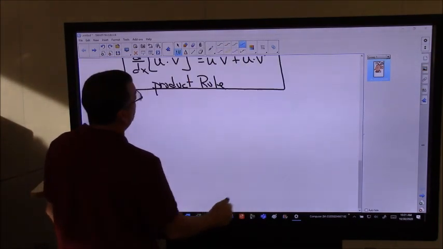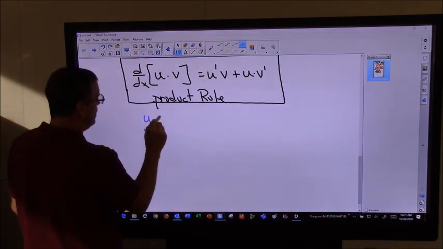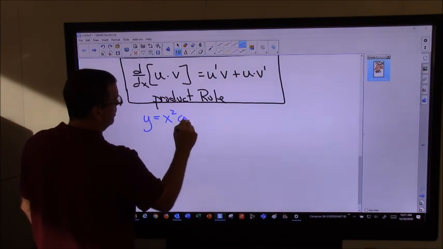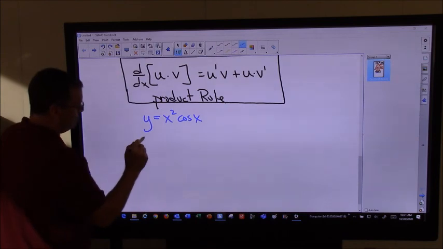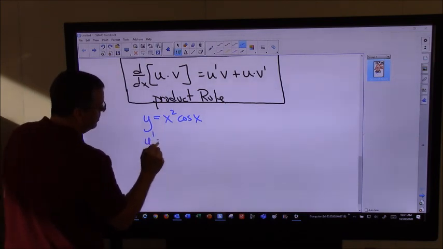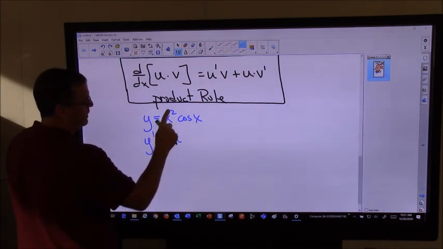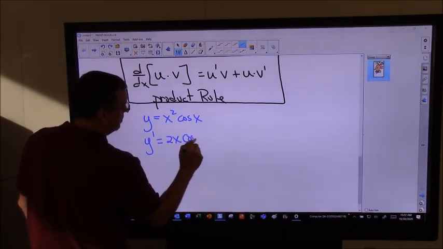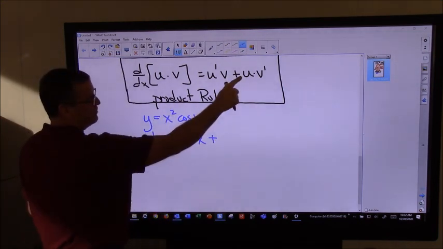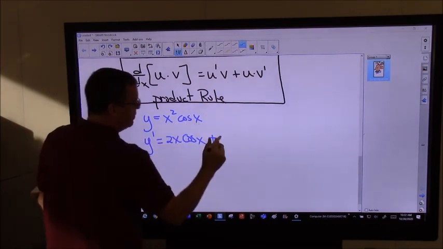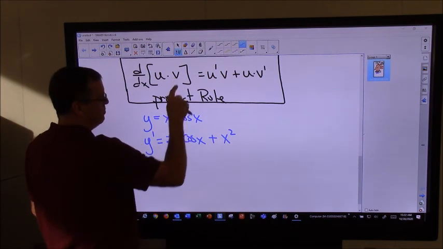Let's do that one problem. If y equals x squared times a cosine of x, what this rule is saying is to get the derivative, you have to take the derivative of the first piece, which would be 2x, times the second, and then plus, leave the first the way it is. Whatever's written here, write it there. So x squared. And now take the derivative of that second piece.